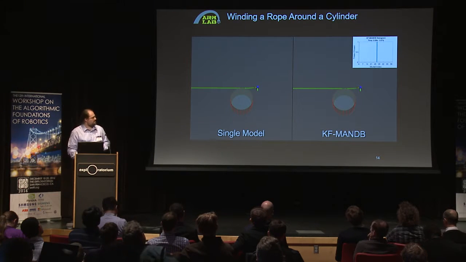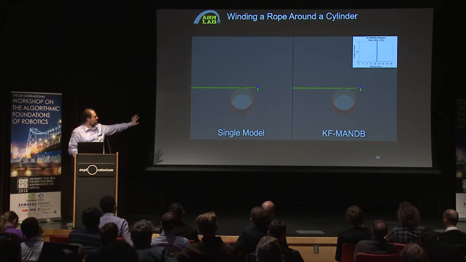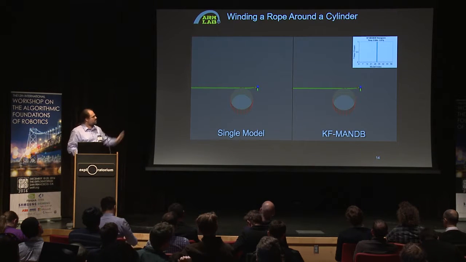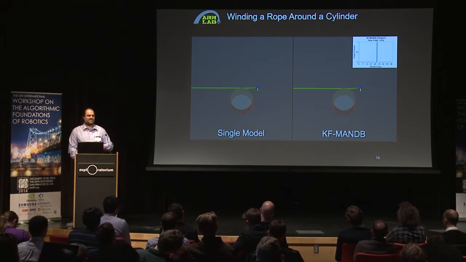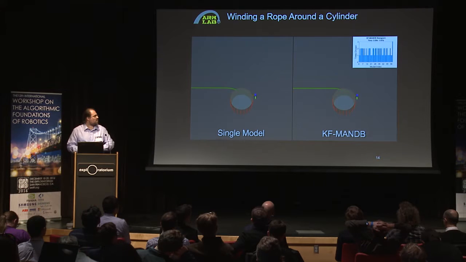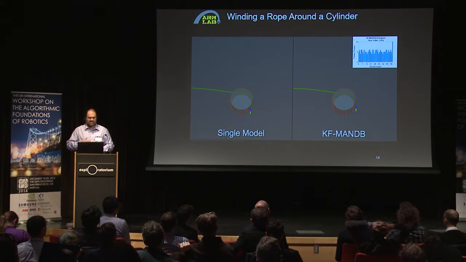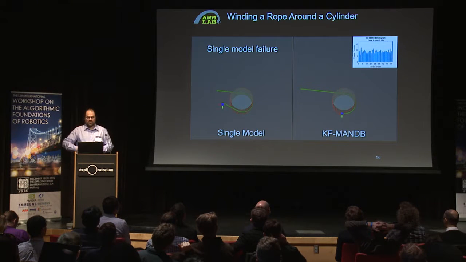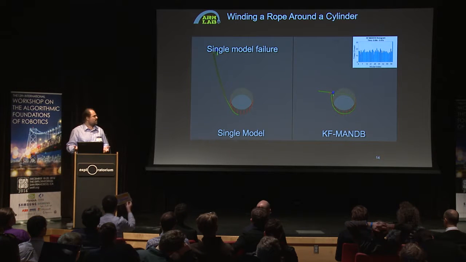So if we take a look at the first example here, I'm showing a single model on the right with our method shown on the left. In the top corner is a histogram showing the selection of the model chosen at each time step by our method. As the task progresses, we can see that our algorithm is exploring the model space using the models uniformly. Eventually, the single model method actually fails entirely and is unable to complete the task, while our method is able to avoid this failure mode and is actually quite successful.